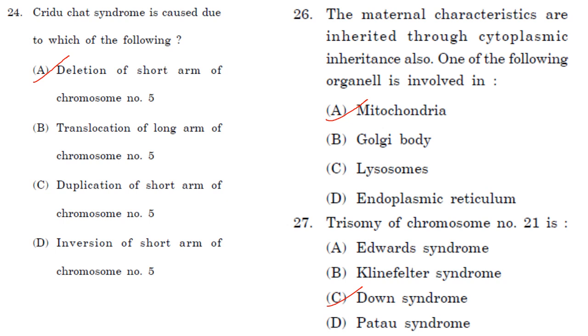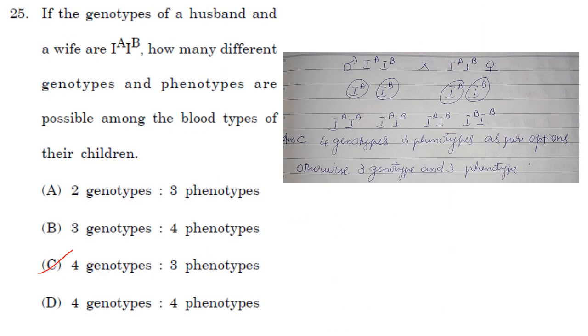Then trisomy of chromosome number 21, it is Down syndrome. All these are direct questions. This question paper was really easy. 21 is C. Now next one. If the genotypes of husband and wife are IAIB, how many different genotypes and phenotypes are possible among the blood types of their children?